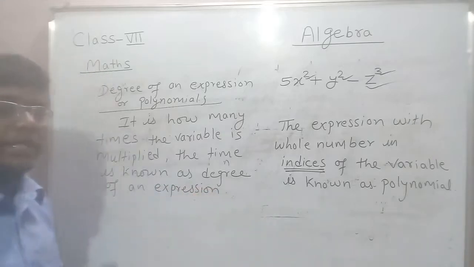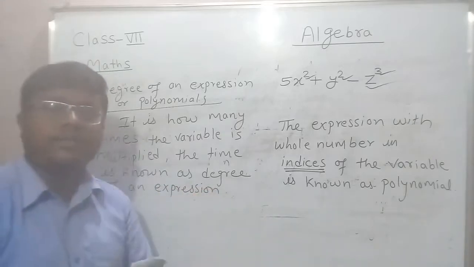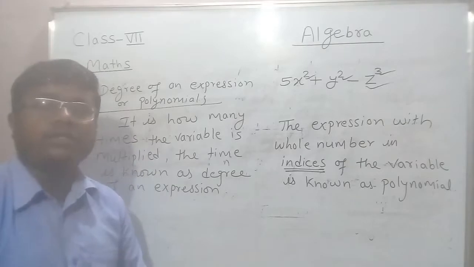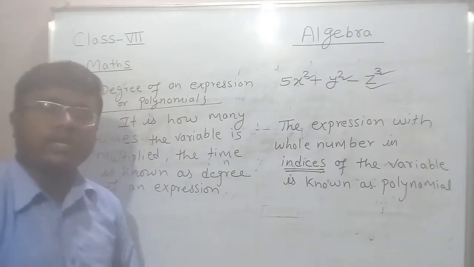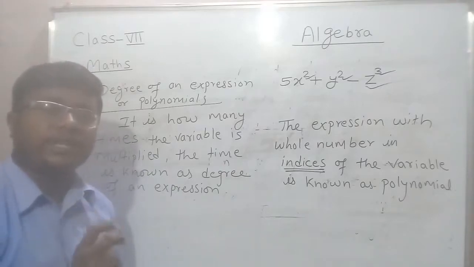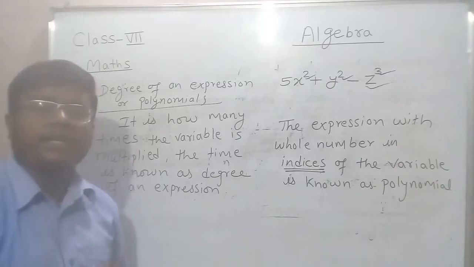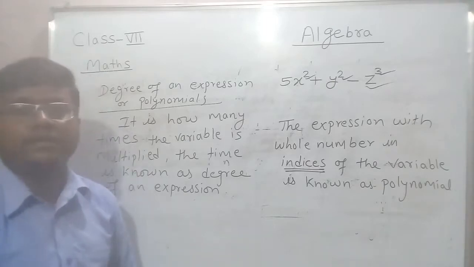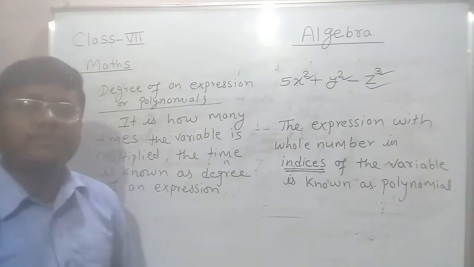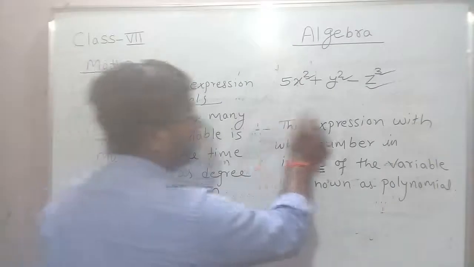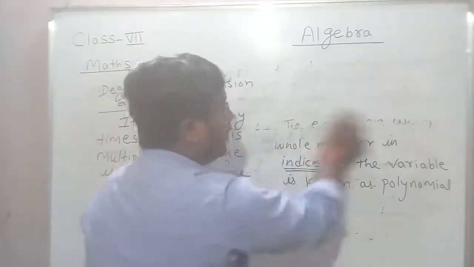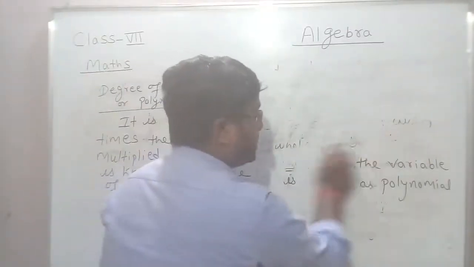So in your polynomial or algebraic expression, different variables are used in each term. So the degree of that polynomial or algebraic expression is how many times the variables are multiplied. That number of times is the degree of the polynomial. For example, I will give here some expressions.